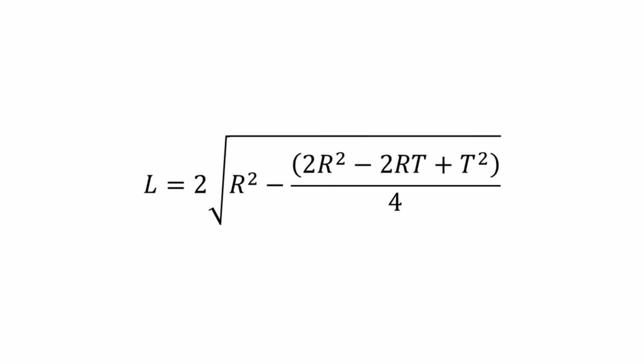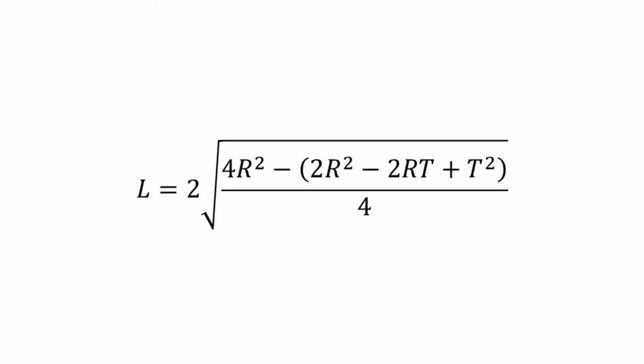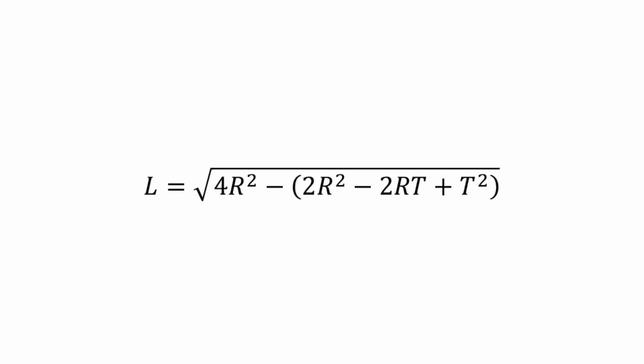Obviously 2 squared is 4. And then since we're going to subtract, we have to equalize the denominator. That comes out to 4r squared minus the quantity 2r squared minus 2rt plus t squared over 4. Now from algebra, that whole square root fraction can also be the square root of the numerator divided by the square root of the denominator, and that's what I'm going to do here. I'm going to square root the denominator, and that will cause the 2 out front to go away, and poof, there we go.